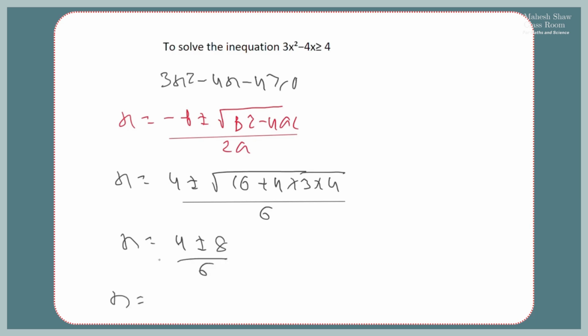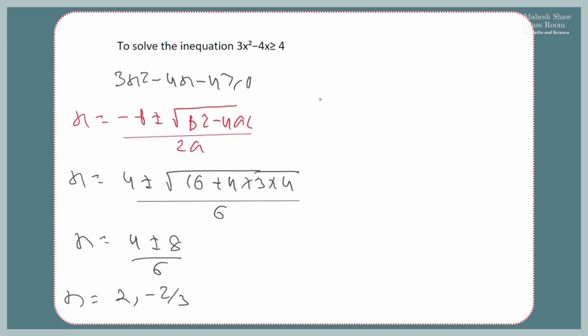So we get x equals here as 4 plus 8 is 12. 12 divided by 6 is 2. And the other root is 4 minus 8 is minus 8 divided by 6 is minus 2 over 3. Now let's represent this on the number line. So this is negative 2 over 3 and this is positive 2.